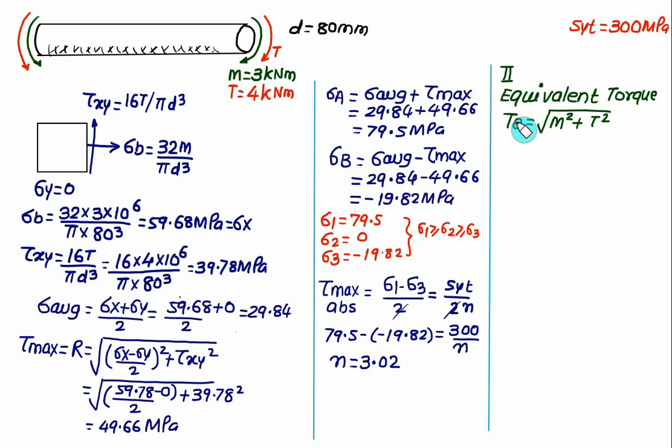So we'll calculate here one equivalent torque T equal to under root of M square plus T square, and this value of T will equate to 16 times T by pi d cube will give directly the value of tau max absolute, because this equation is based on the maximum shear stress theory.